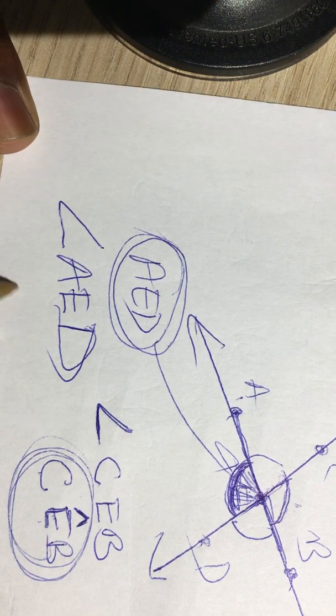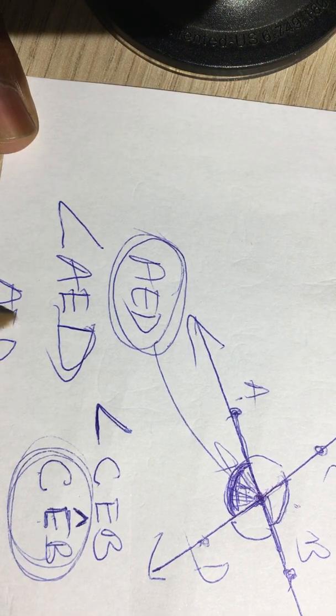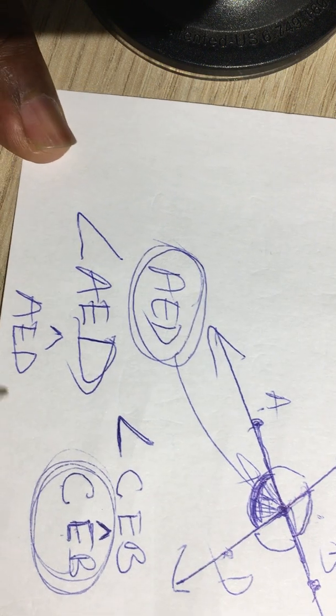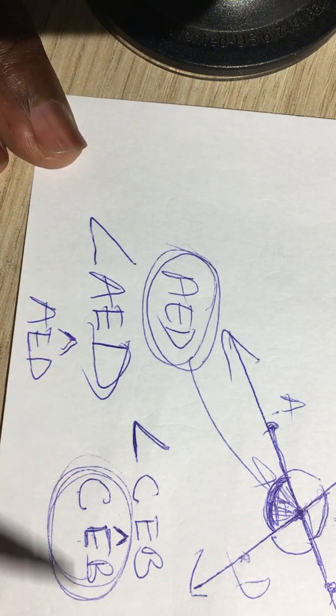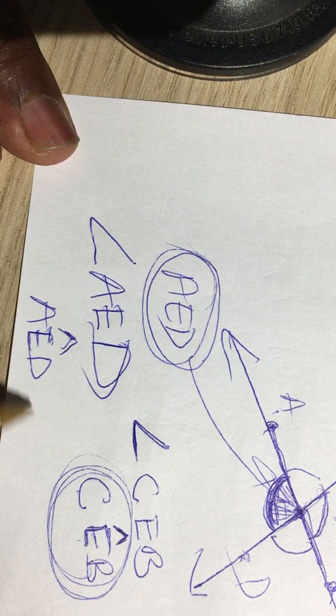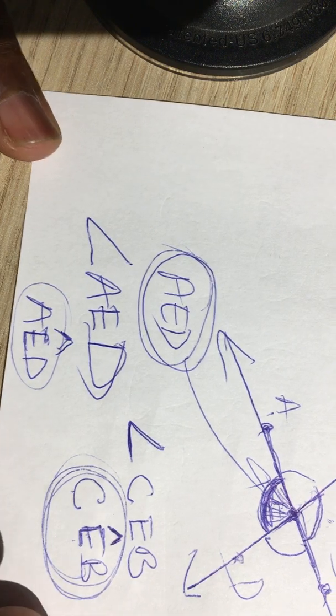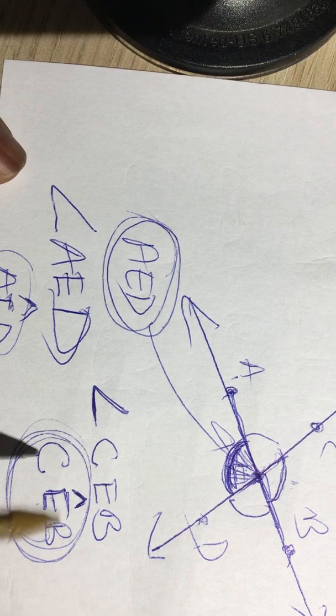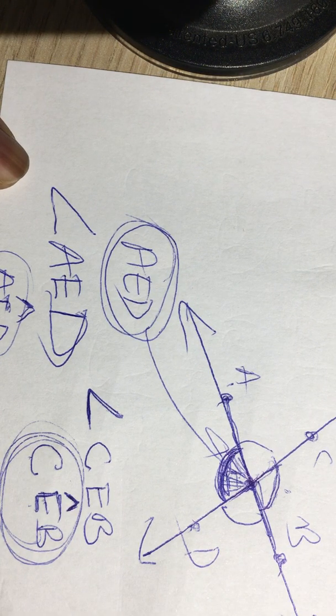Or AED with that small bit at the top to symbolize the angle where we are focusing. We are focusing at E. So my friend, that's how to give a name to an angle and how to extract an angle from the points and the lines.